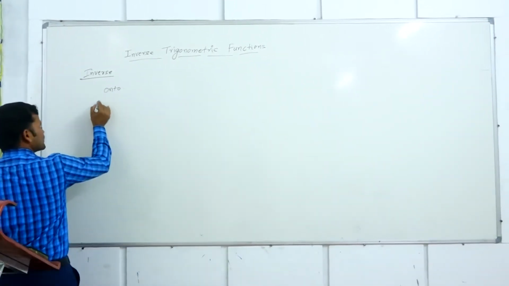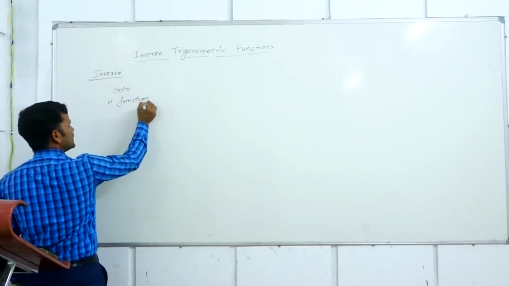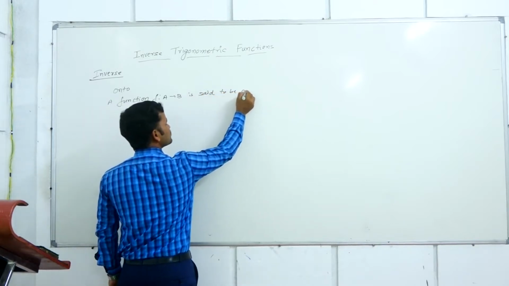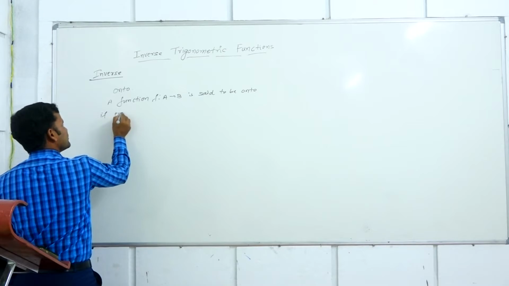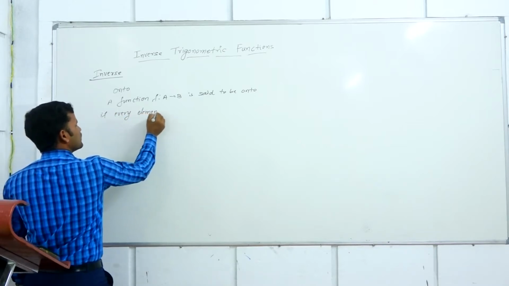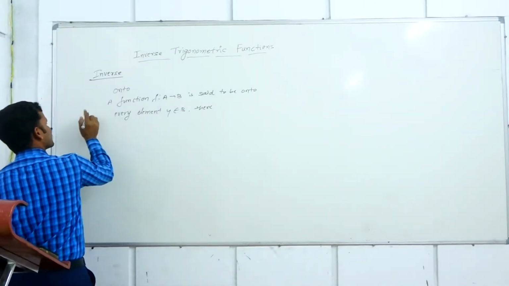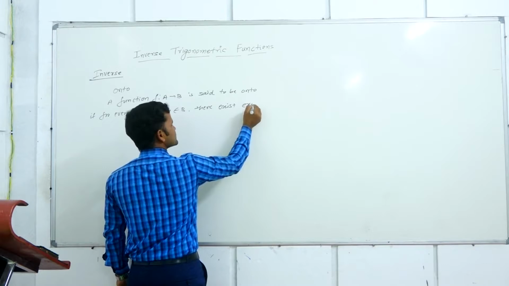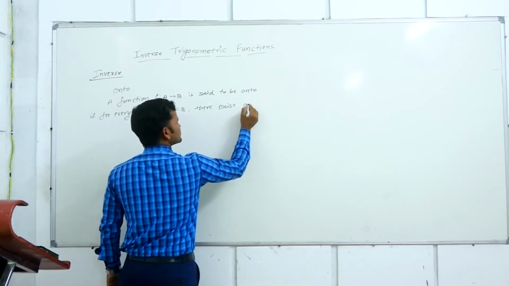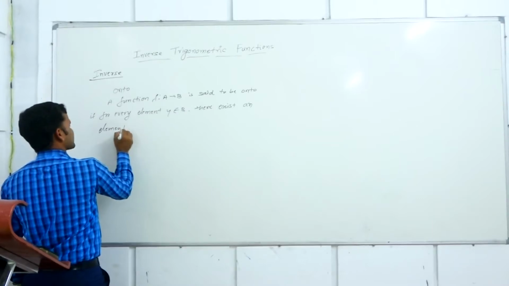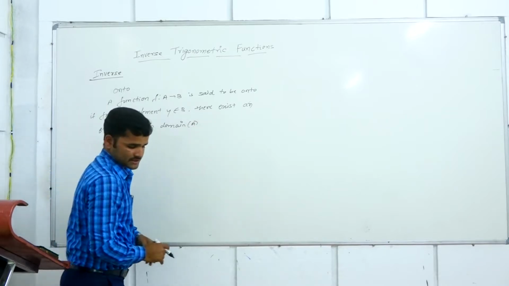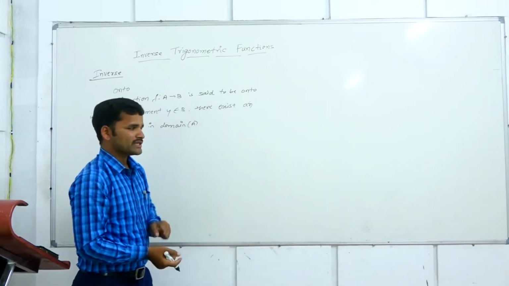Very simple it is. A given function f maps from A to B is said to be onto if for every element y belongs to B, there exists an element x in the domain, that is A, is called an onto function. Simply if I write the definition like this, you may not understand. Let me go with an example.